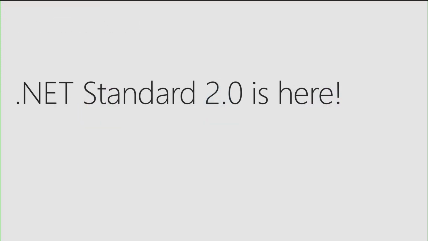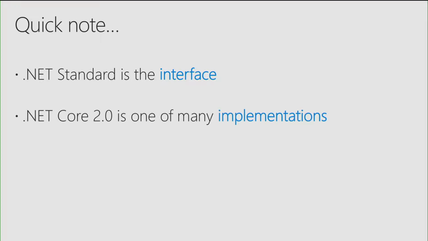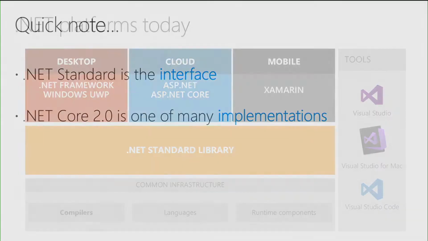So .NET Standard has also been released. Now we're at 2.0. A little quick note about .NET Standard. .NET Standard is just the interface, where .NET Core 2.0 is one of the many implementations. And we'll talk a little bit about what that means.